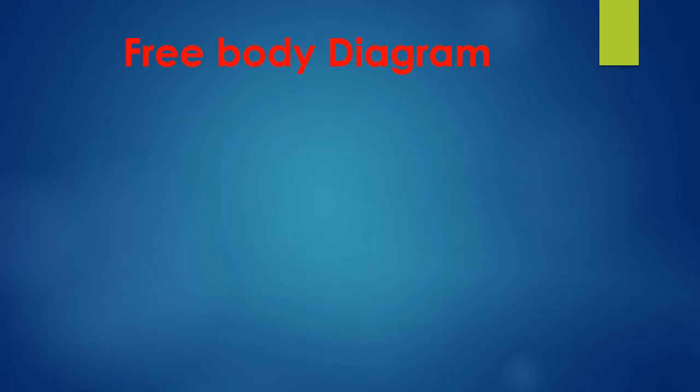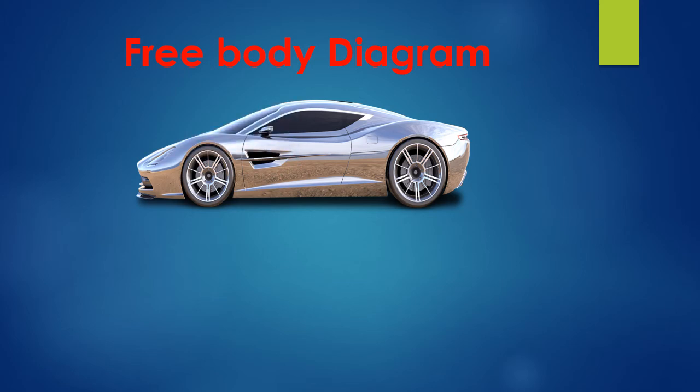For example, let a car be moving with a non-uniform speed along a road. Let us discuss what forces are acting on this car. So the car is moving on the road, and here the engine applies a force in the forward direction. Here F is the force applied by the engine. The car is moving in the forward direction.